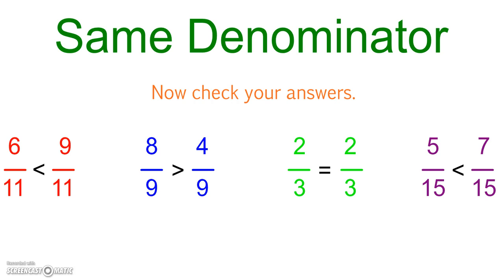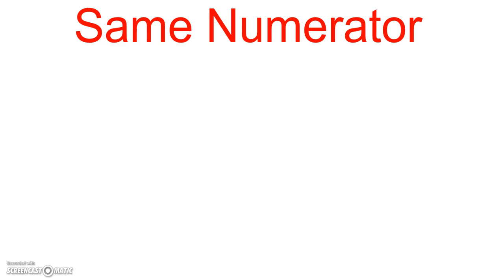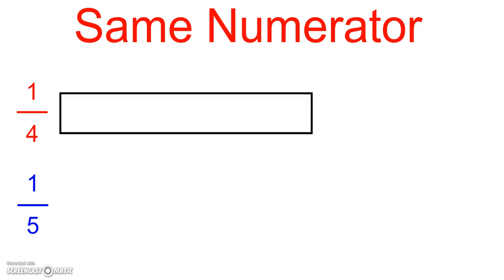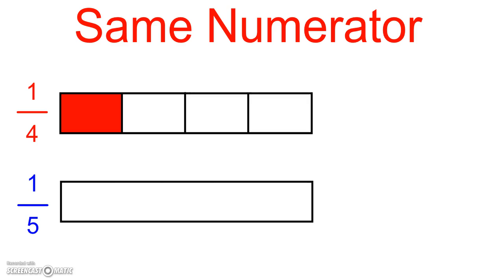Let's try another situation. Sometimes the fractions that we are comparing may have the same numerator. In this example, we'll use the fractions 1/4 and 1/5. Notice that both fractions have a numerator of 1. Again, we'll use an area model to demonstrate this. For 1/4, I will need 4 equal pieces, 1 of which is shaded. For the fraction 1/5, I will need 5 equal pieces, 1 of which is shaded.